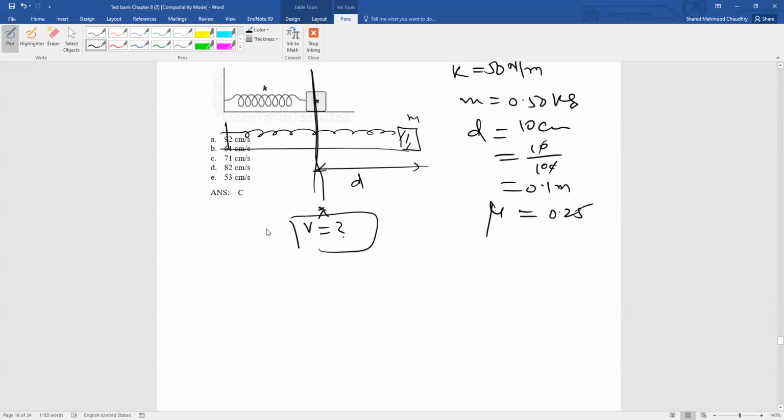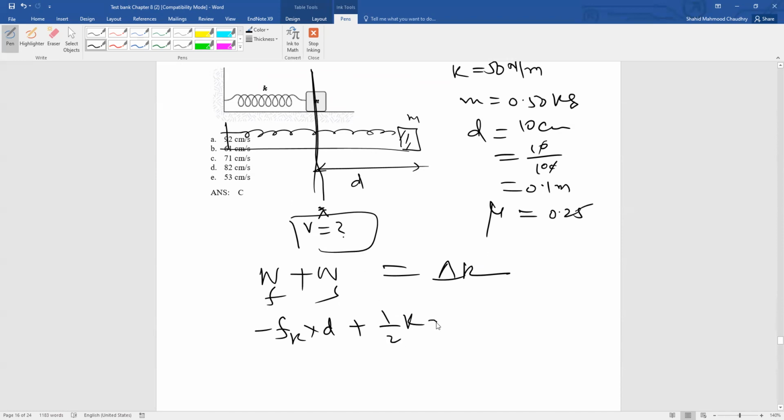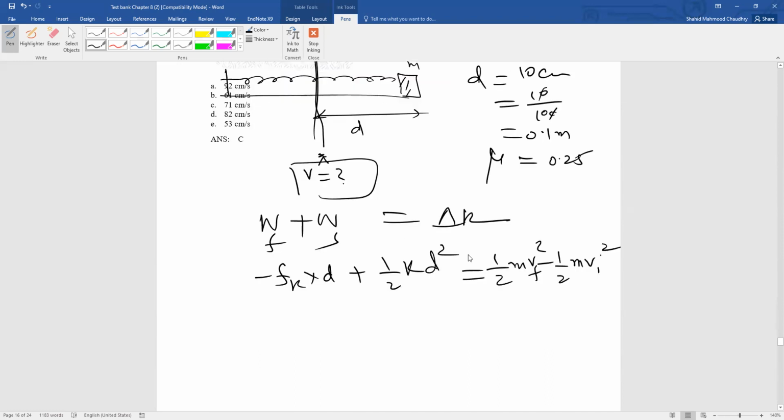We will apply the same: work done by the frictional force plus work done by the spring is equal to delta K. So work done by friction is minus f_k times d, plus the spring term, 1 over 2 k x square, but here it is d square. Change in kinetic energy is 1 over 2 m v_f square minus 1 over 2 m v_i square. Now here v_i is 0, and we want to find this v_f, which means we want to find v.